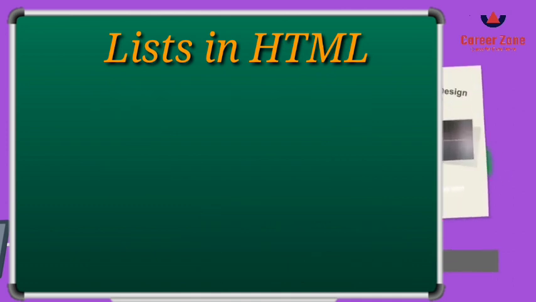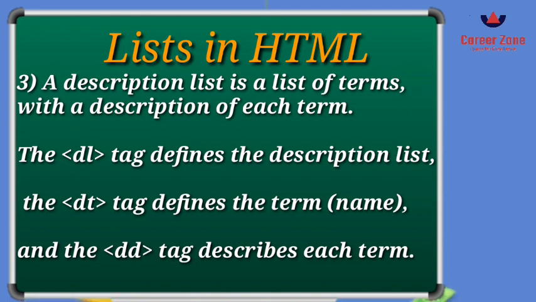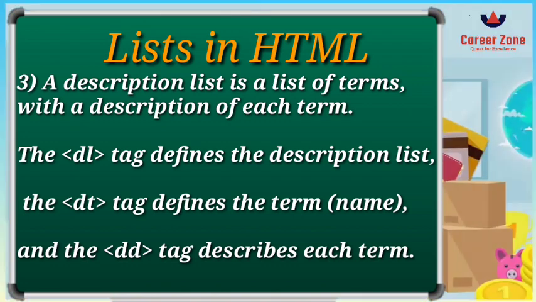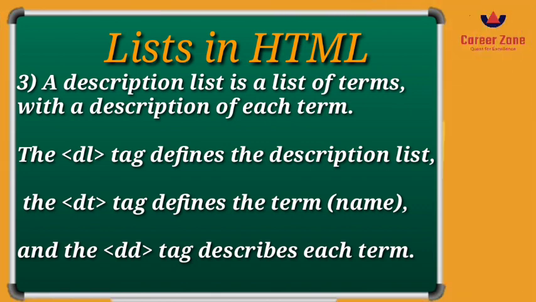So now we will begin with the third list of HTML, which is the description list. A description list is basically a list of terms with a description of each term. It will give you the description of the different terms. It is used for writing the definition of a particular term.